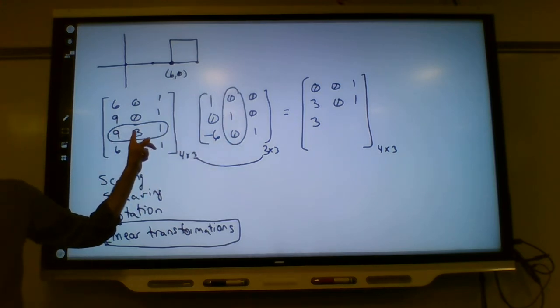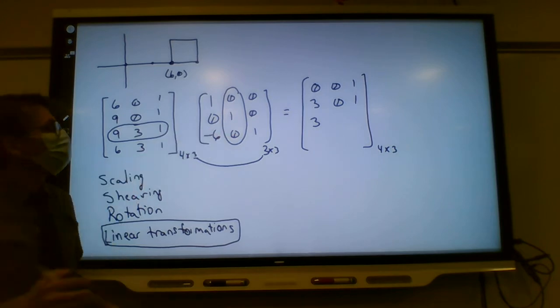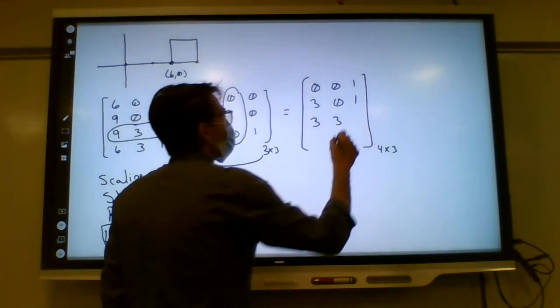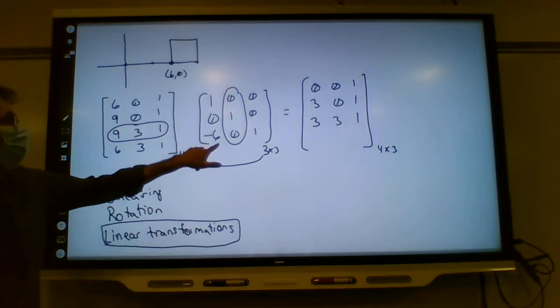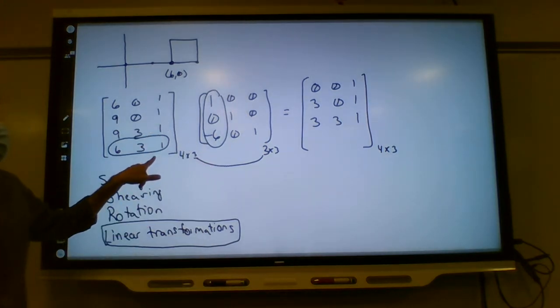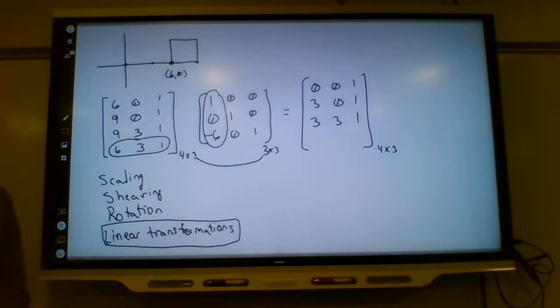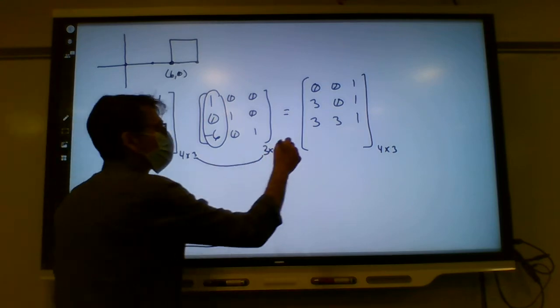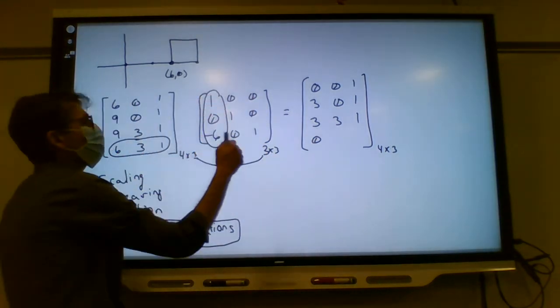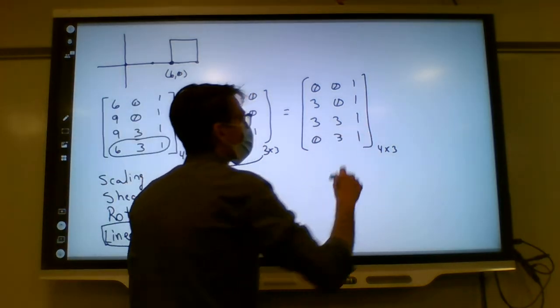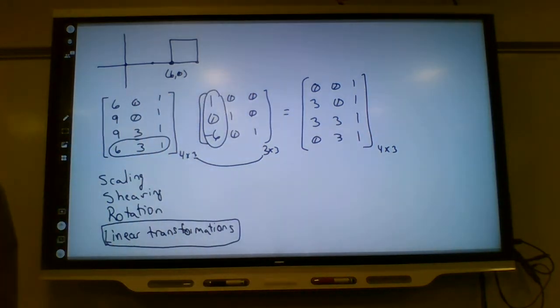The next column, zeros and just the 3. And the third column, just the 1. So we get 3, 3, 1. And this entry, 0, that last row, we get a 0 here because 6 plus 0 minus 6, and then the 3 and the 1. Does that make sense? So that's the calculation at least. Is the calculation okay?